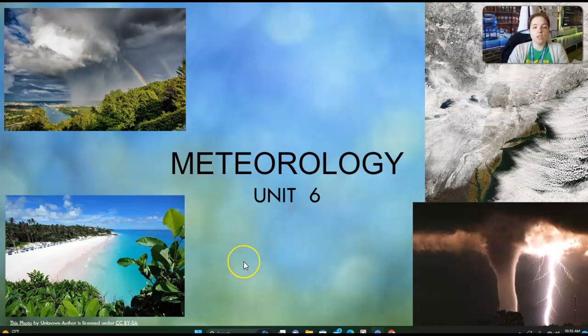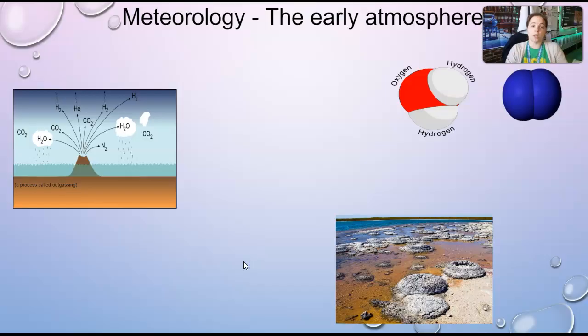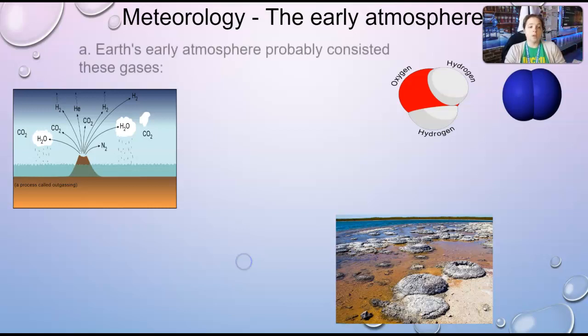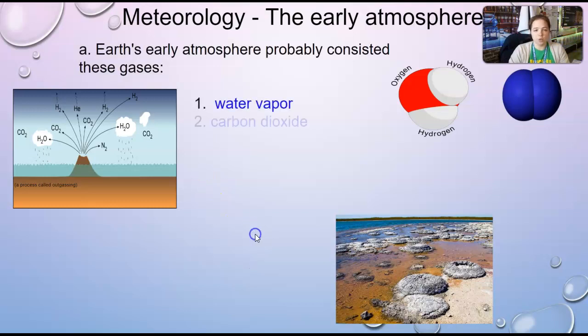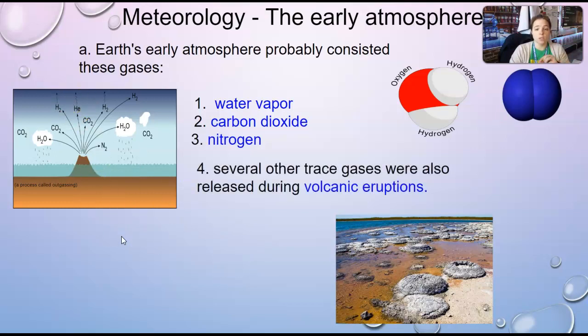All right, so we are into Unit 6, Meteorology. We're going to start with the intro unit and looking at the early atmosphere and the atmosphere in general. So the early atmosphere consisted of these gases, mainly these three: water vapor, carbon dioxide, and nitrogen. Though I will say that due to volcanic eruptions, other gases were released, but not like the typical ones you would think. So these are the ones you would see through volcanic eruptions.